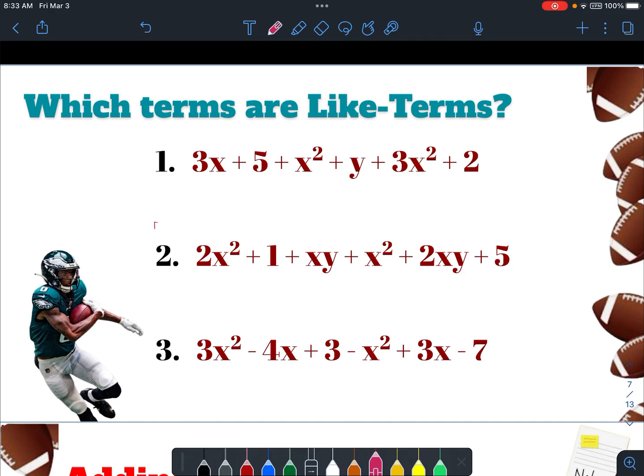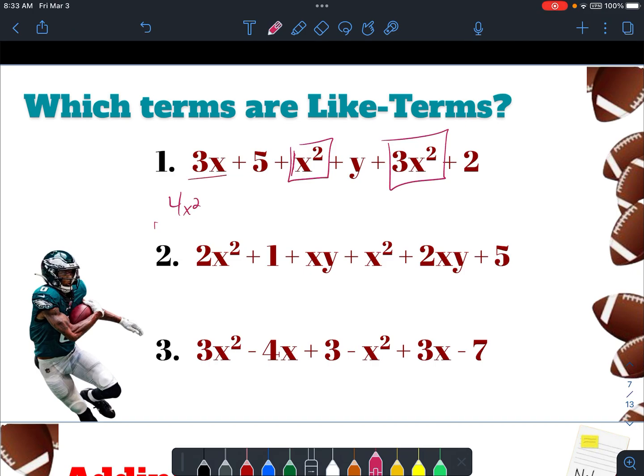Okay, as we look at this, I tend to look for the highest exponent first, so I can see that I have x squared as my highest one. So this is like a 1x squared. Those are like terms, right? Because they share the same variable and they share the same exponent. They have to have them both the same. So a 1 plus 3 gives me 4x squared.